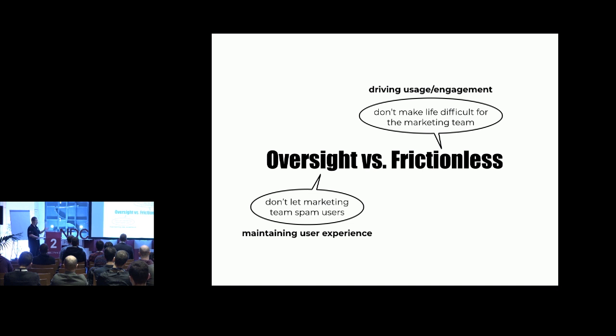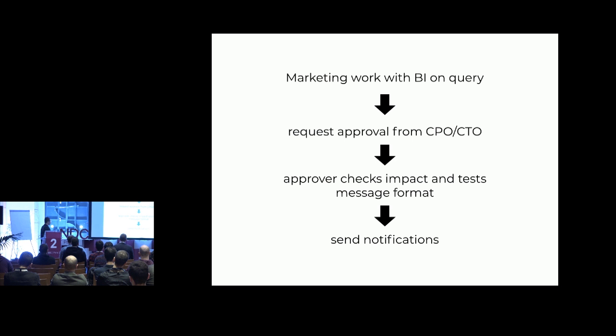It's a difficult balance to maintain, and eventually we decided on a workflow whereby the marketing team will work with analysts on what query they can use to target the right users, and then there's just a simple approval process that goes through the chief product officer as well as CTO, and as part of that process, the approver can see how many people is going to be targeted and also send out test notification to their own mobile so that they can see what it looks like before we actually decide to go ahead and send that push notification.